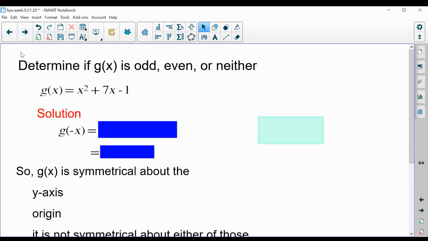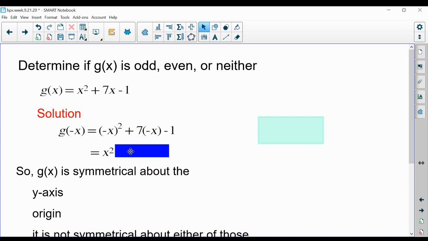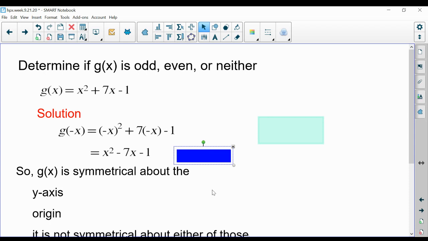Three examples. Is g of x odd, even, or neither? Here's g of x. The way to solve this algebraically is to replace all these x's with their opposites. In other words, the opposite of x. So x squared becomes the opposite of x squared, plus 7x becomes plus 7 times the opposite of x, and minus 1 has nothing to do with x, so it's still minus 1. And then you simplify. The opposite of x squared is just x squared. And 7 times the opposite of x is negative 7x. And minus 1 is still minus 1.